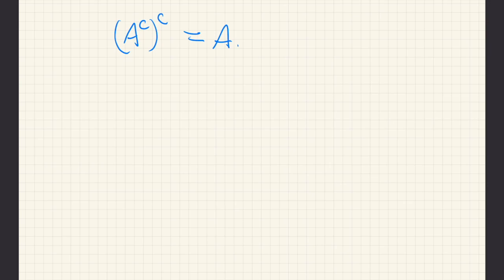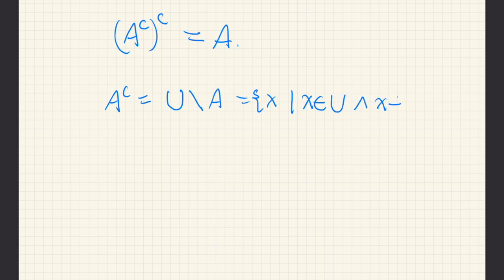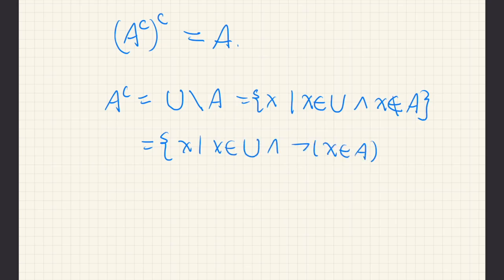Okay, so let's prove this lemma. First of all, A complement is by definition the set difference between U and A. And the definition of the set difference is this. It's a set of elements X, where X is an element of U, and X is not an element of A. By the way, this can also be written as X belongs to U and not X belongs to A.